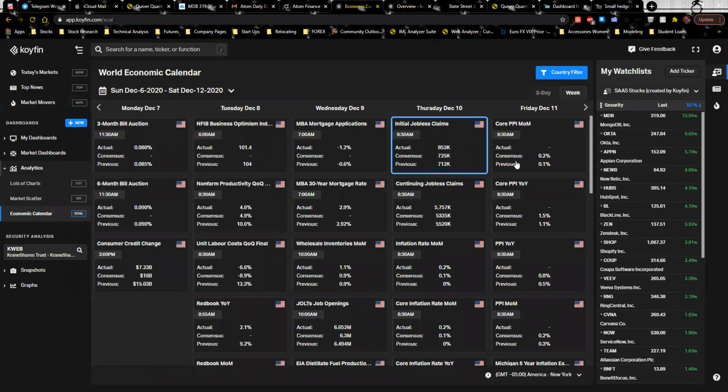Keep me informed with the economic calendar. So like what's going on this week, what the reports have been. We already know the initial jobless claims was supposed to be a consensus of 725, but the actual number was much higher, 853K. I just like this site a lot. I like it a lot.